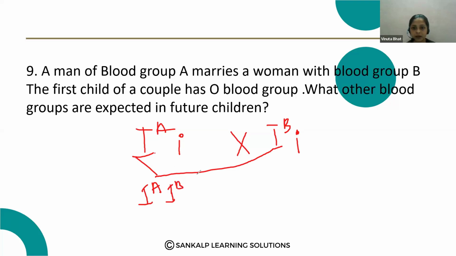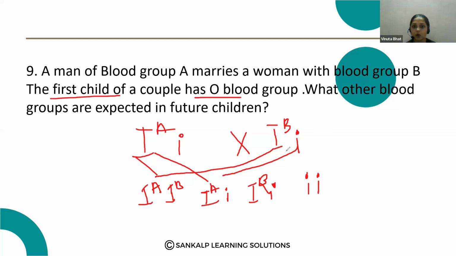Then IA, small i, that is A blood group. Then small i, B, means IB, small i. Then the last one, ii. So the first child is having the O blood group. So the child is having the O blood group. There is a possibility of having the O blood group.